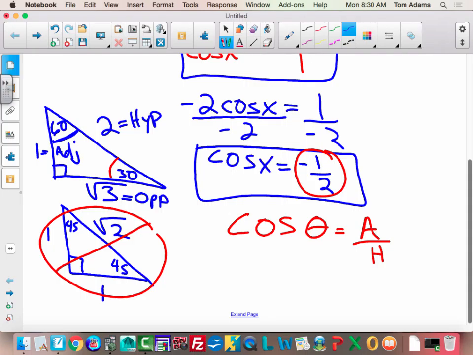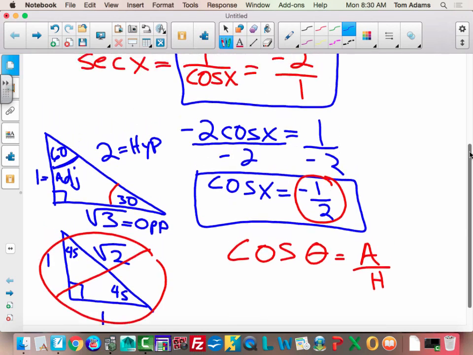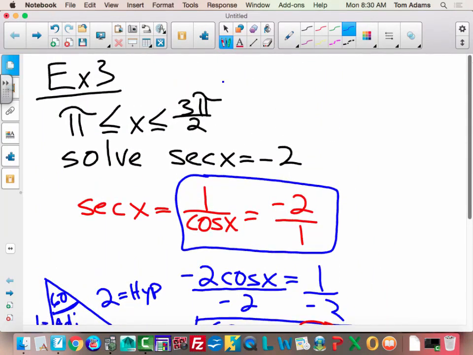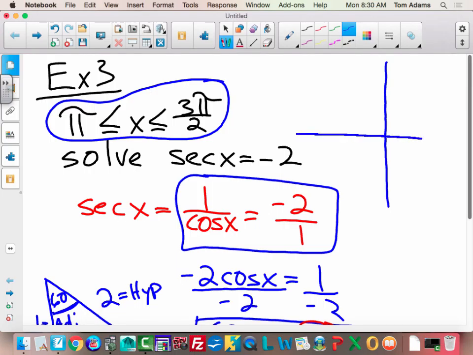But I don't know if you guys realize this. They gave us a clue as to how to deal with that negative sign. What angle for theta did they give us? Or x, I should say. It has to live between pi and 3 pi over 2. So on the unit circle, where's pi? Right. Yep. And then this is 3 pi over 2, correct? So what quadrant is that? The third quadrant.